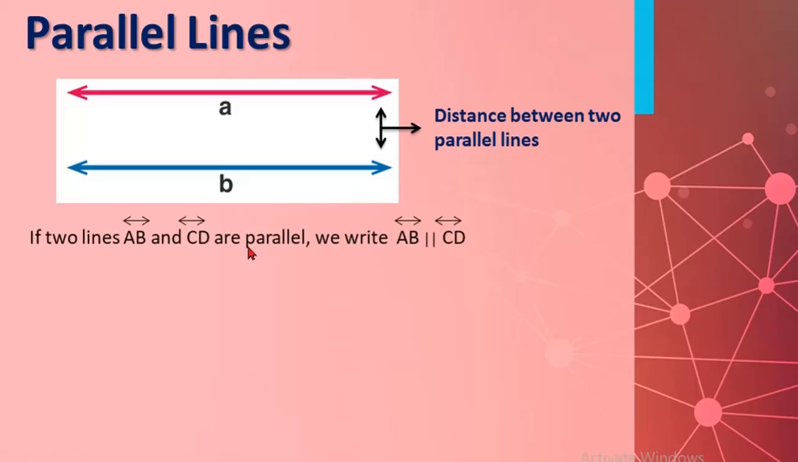If two lines AB and CD are parallel, we write AB parallel to CD. This is the symbol of parallel: two vertical lines. AB parallel CD. Like that, if two lines L and M are parallel, we write L parallel to M.